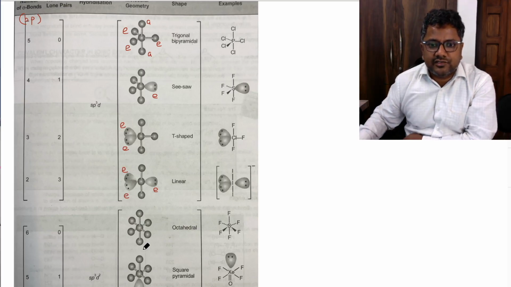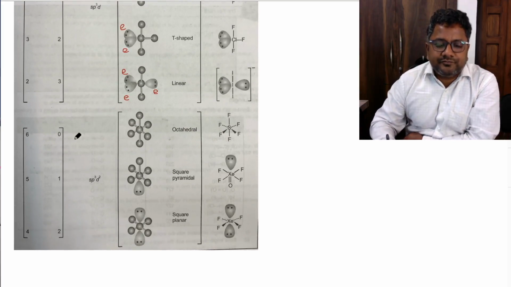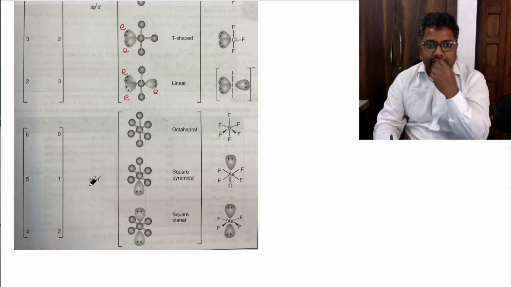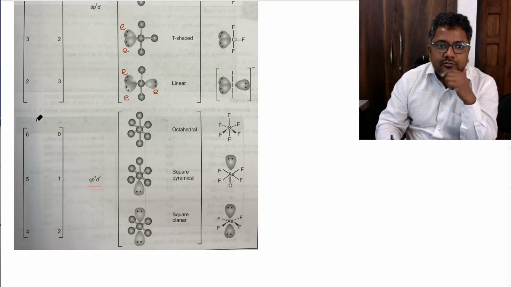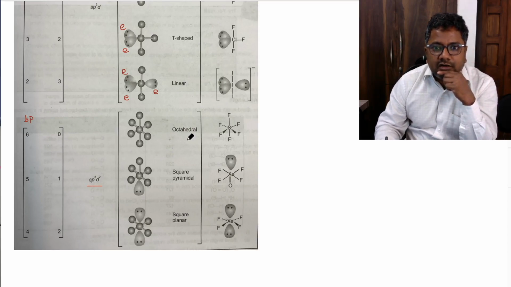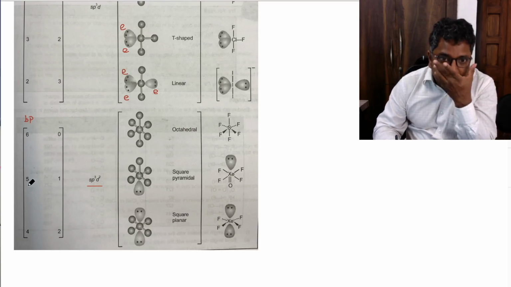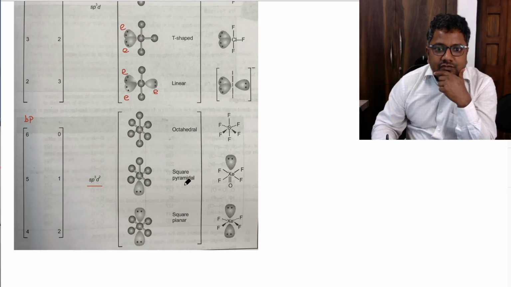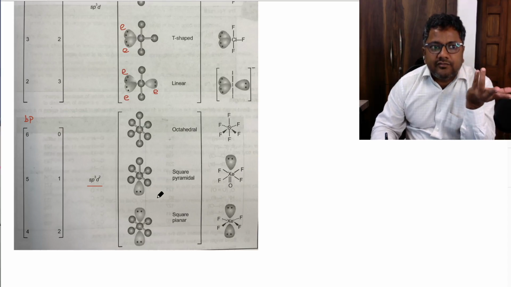I have already discussed. Now see here, if sp3d2 hybridization, total bond pairs here are 6, lone pair 0, octahedral, regular geometry. 5 and 1, then square pyramidal, and all 6 positions are equal, so you can put this lone pair anywhere.